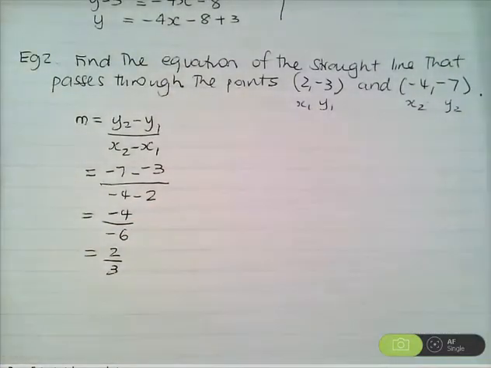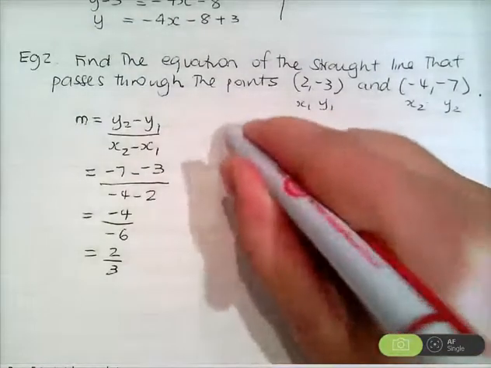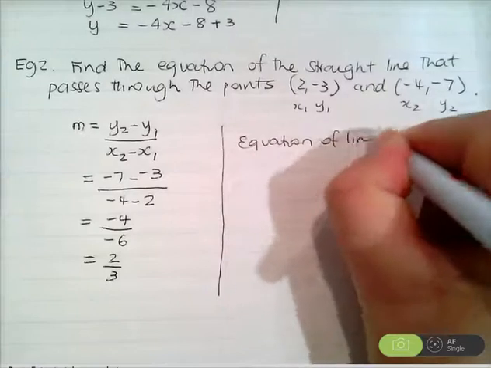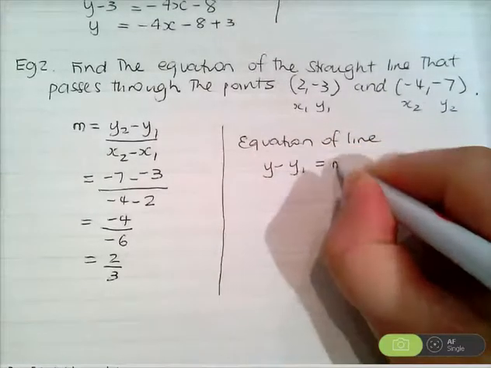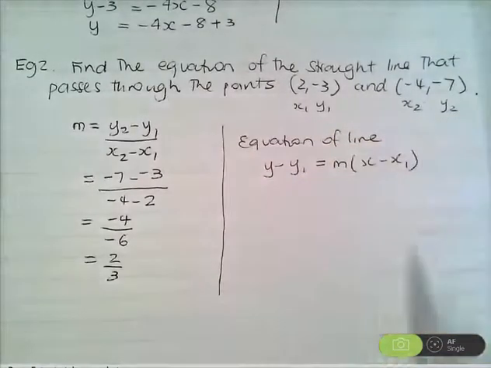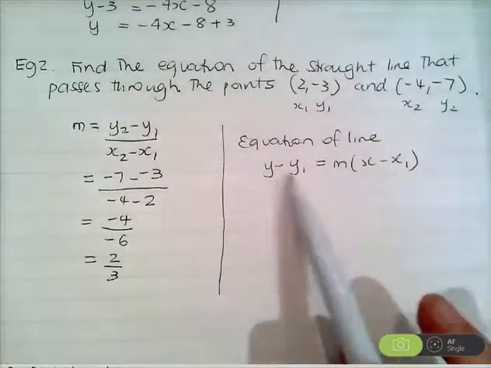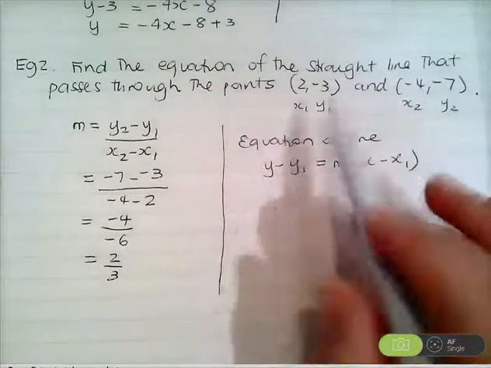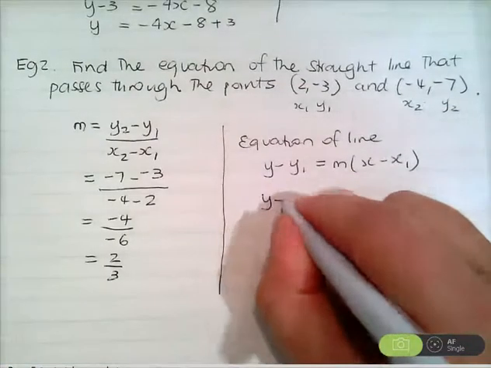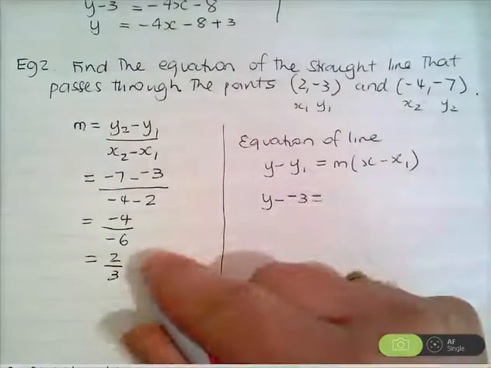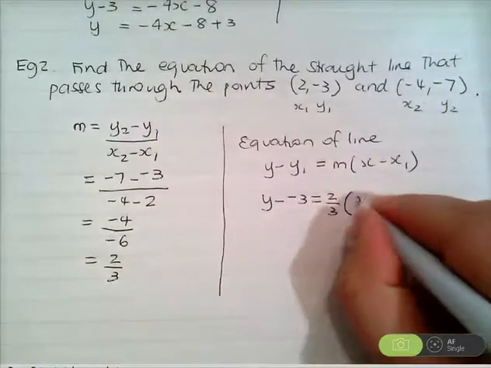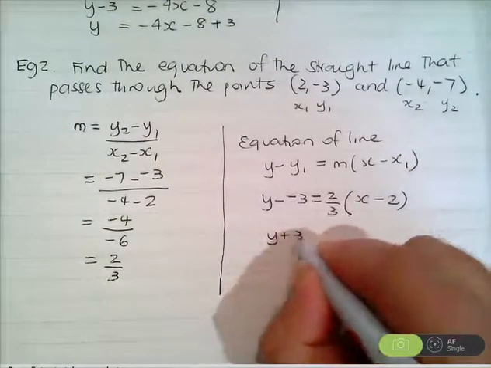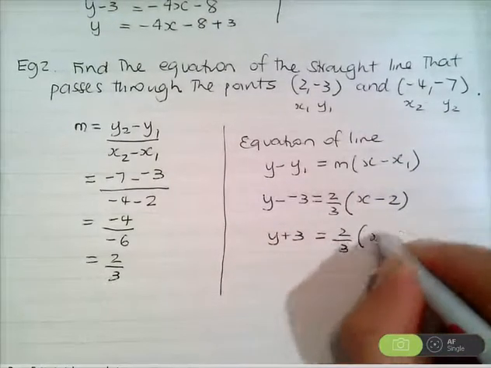Now we can use the point gradient formula. So part 2 of this will be the equation of the line using the point gradient formula. y minus y1 equals m, x minus x1. Now it doesn't matter which point you use here for the x1, y1. You could use that point there or this point here. I'm going to just use the point x1, y1. So I've got y minus -3 equals, the gradient here is 2/3, and we get x minus 2. So we've got y plus 3 equals 2/3 bracket x minus 2.